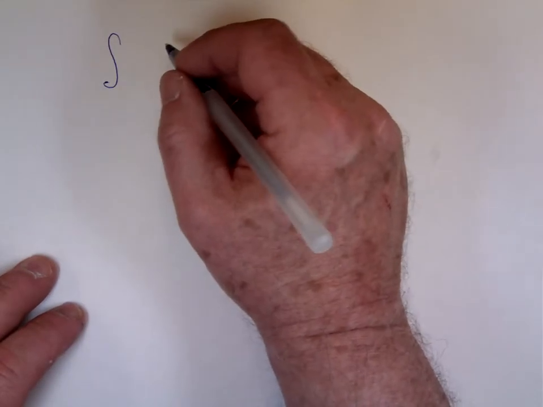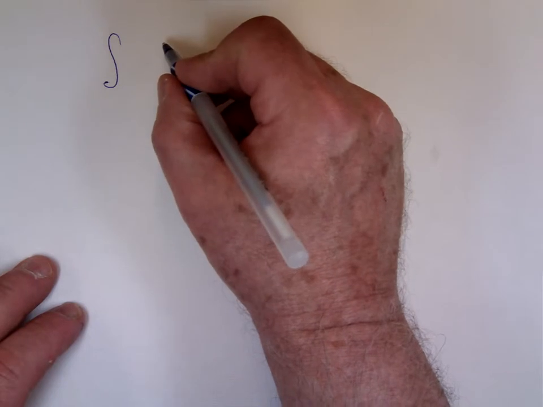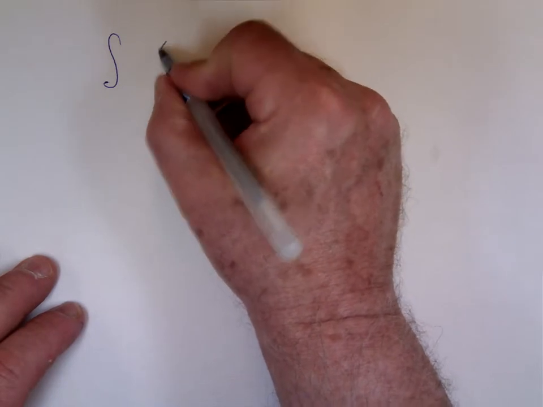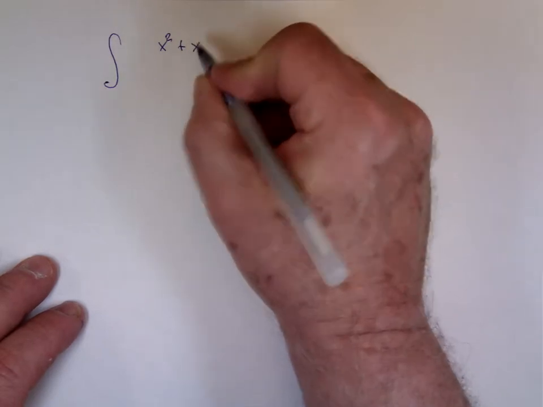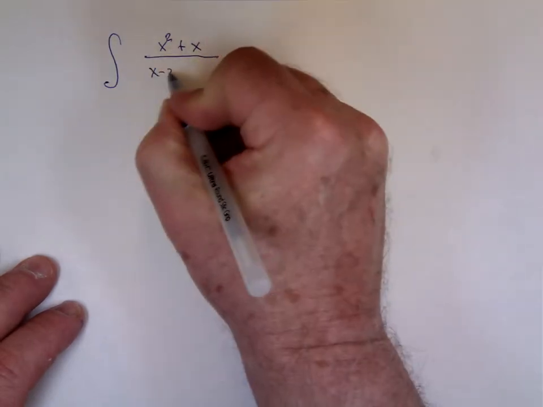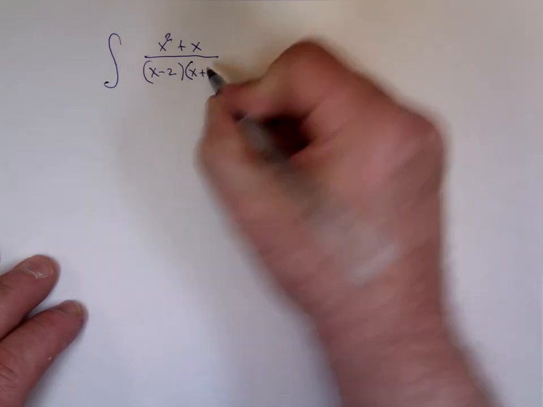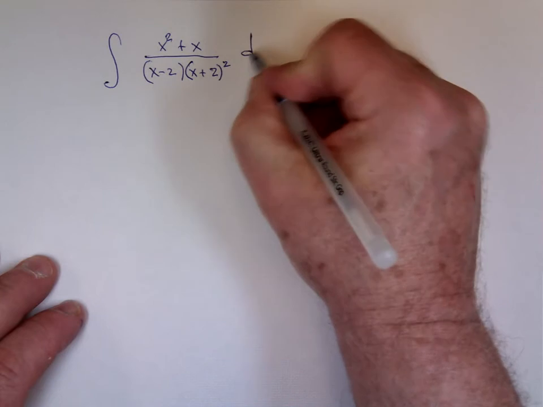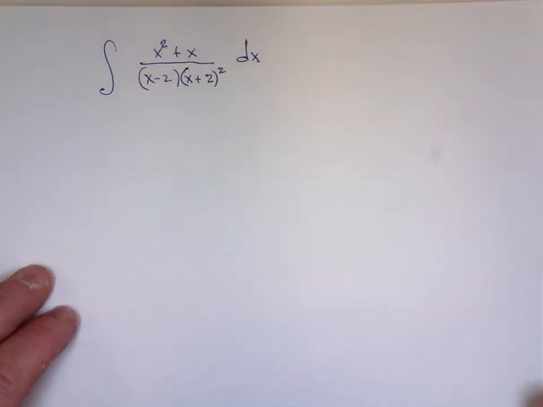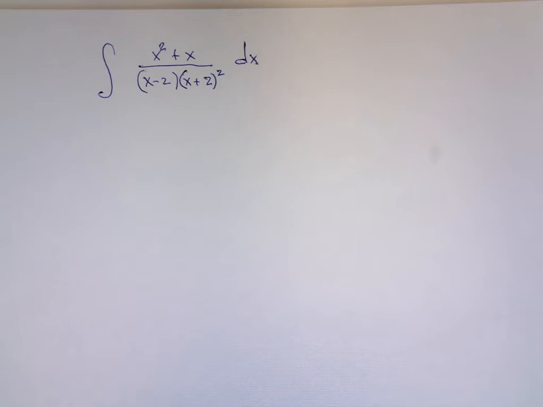Here we go. Let's suppose we have x squared plus x over x minus 2 times x plus 2 squared dx. Here's what I want you to do. I want you to figure out the sum of the constants, a plus b plus c. That's what I want. Go ahead. And I will even do it myself.